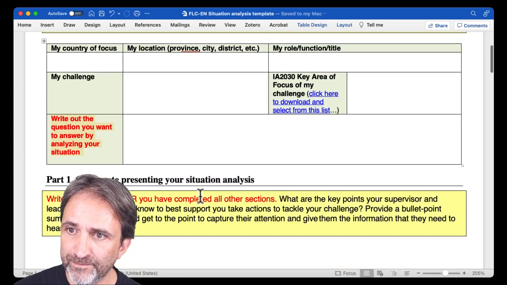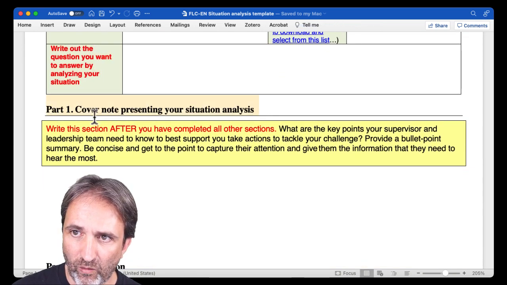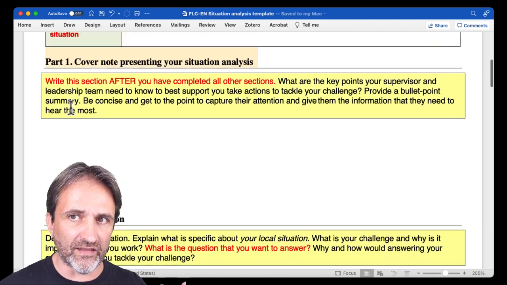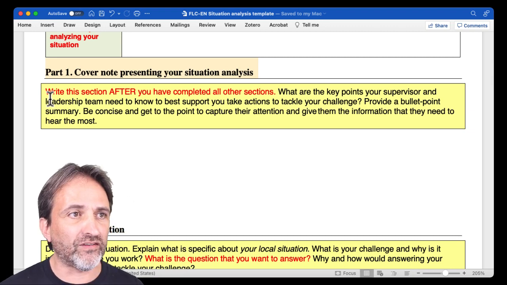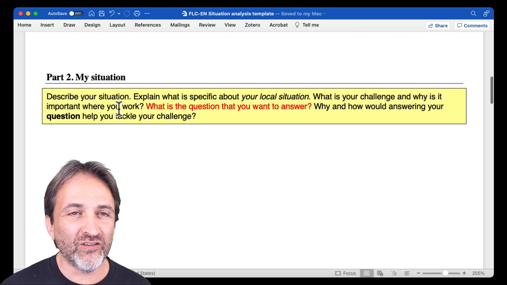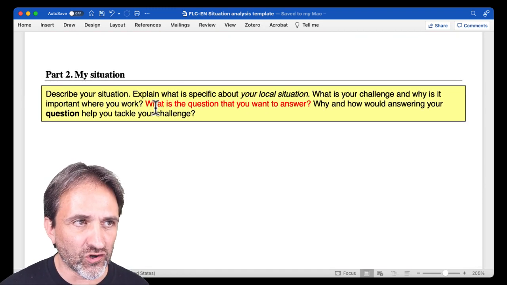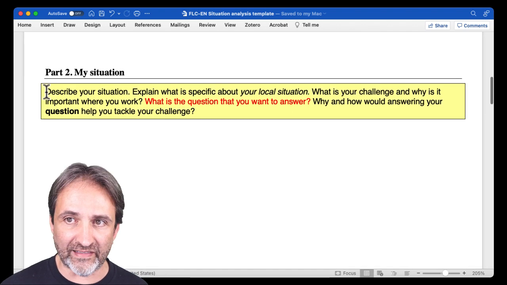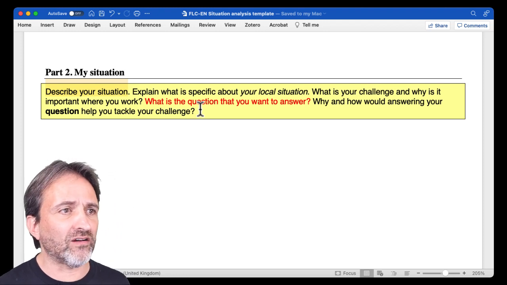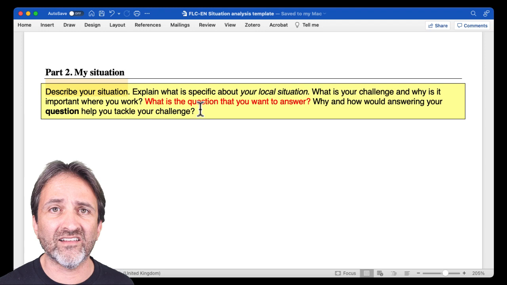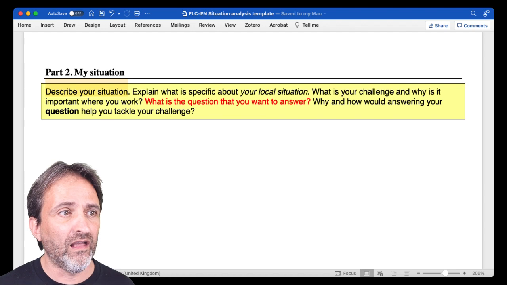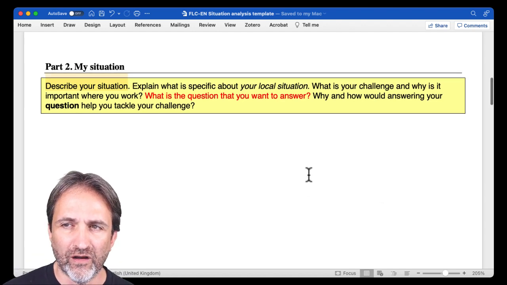And so when you go here, you'll see, we'll skip over part 1, which is a cover note presenting your situation analysis. You'll do that at the end, all right? Because you need to have completed the situation analysis, then you write a note to your boss. That's basically what we're asking you to do there. But first, you need to get into what is exactly your situation. So you see in red, what is the question that you want to answer? That needs to be in there, but you also need to describe the situation and explain what's specific. If you tell us there's a lot of vaccine hesitancy, that's a very generic statement. That's not going to be helpful to us or to anyone else. And it's not going to be helpful to you to understand what actions are likely to help you tackle your challenge.